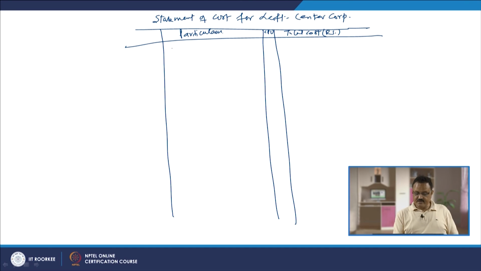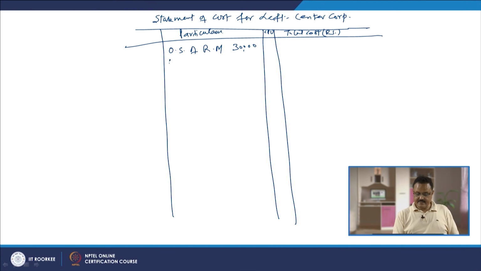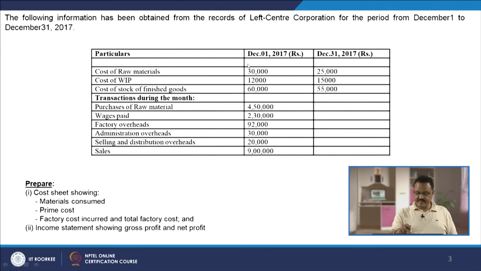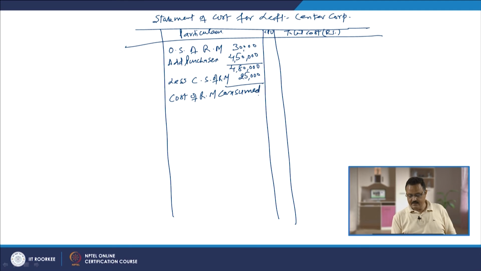So, first of all you take the opening stock of raw material, and you can find out from this information that the opening stock is 30,000, put it in the inner column. Then add purchases, which is 450,000 rupees, and this works out as 480,000 rupees. Then less closing stock of raw material. How much is the closing stock of raw material? It is just 25,000 rupees. So, finally, what we have calculated is the cost of raw material consumed, and how much is the cost of raw material consumed? This is 455,000.